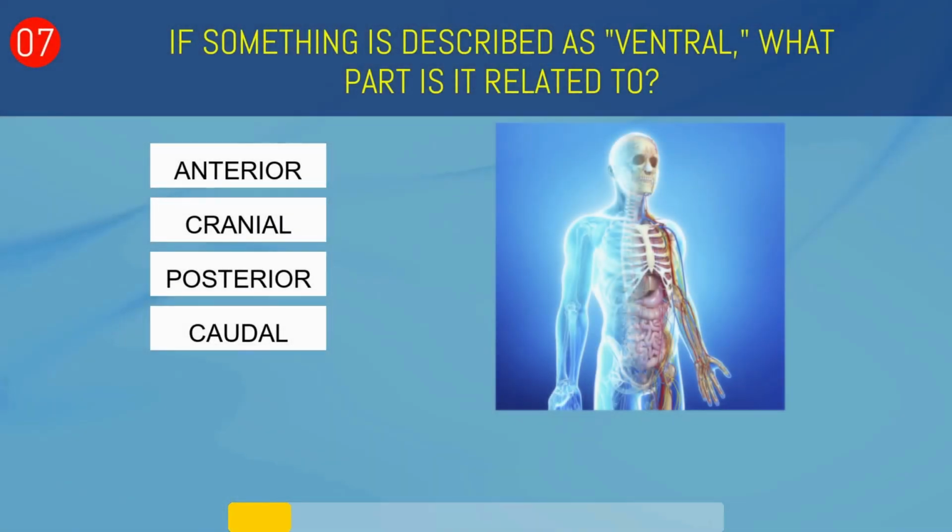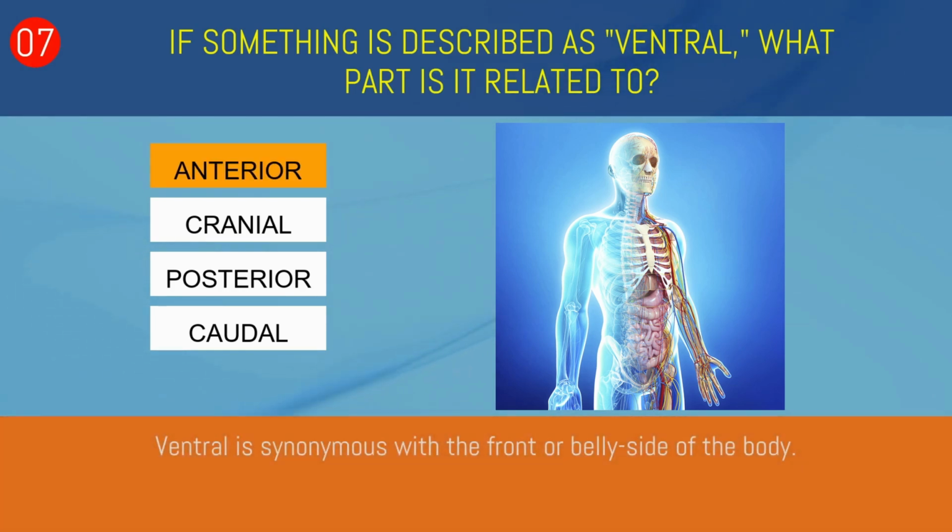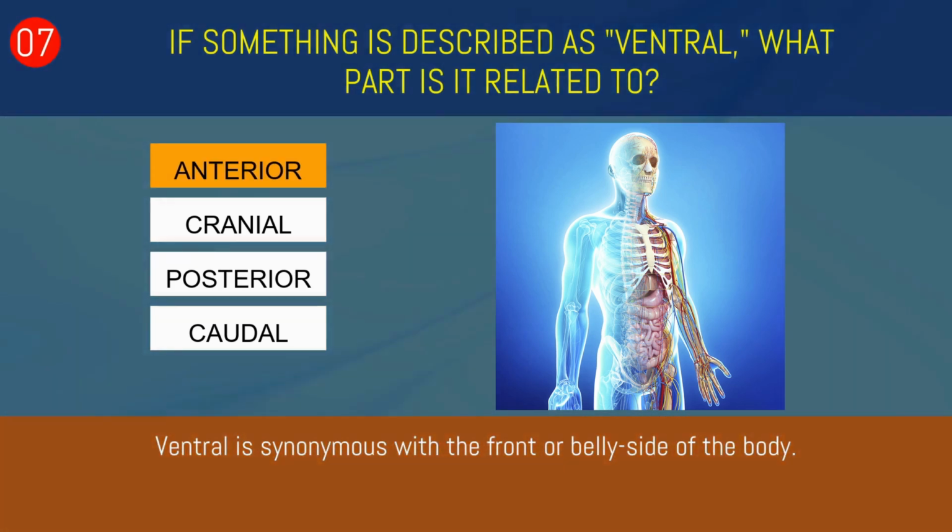If something is described as ventral, what part is it related to? Anterior, cranial, posterior, or caudal? Anterior. Ventral is synonymous with the front or belly side of the body.